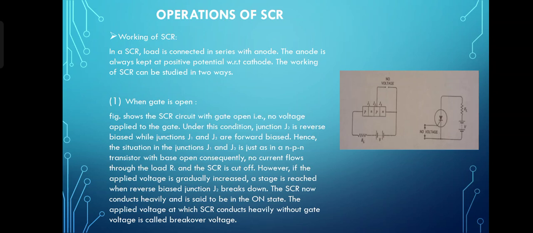However, if the applied voltage is gradually increased, a stage is reached when reverse biased junction J2 breaks down. The SCR now conducts heavily and is said to be in on state. The applied voltage at which silicon control rectifier conducts heavily without gate voltage is called breakover voltage.